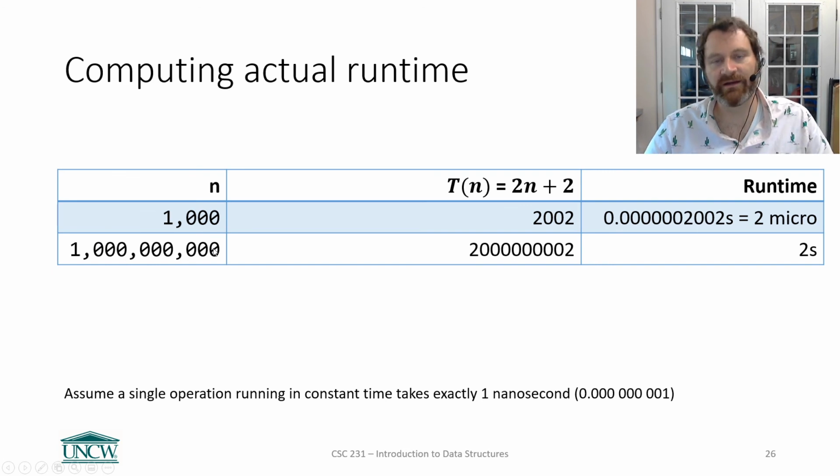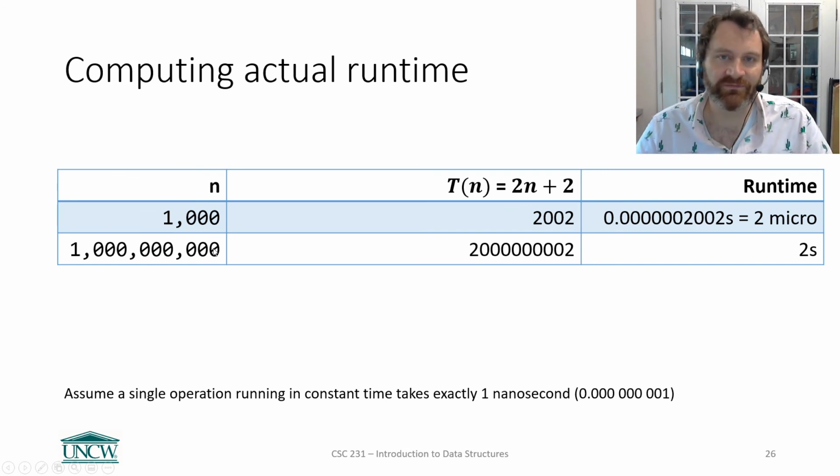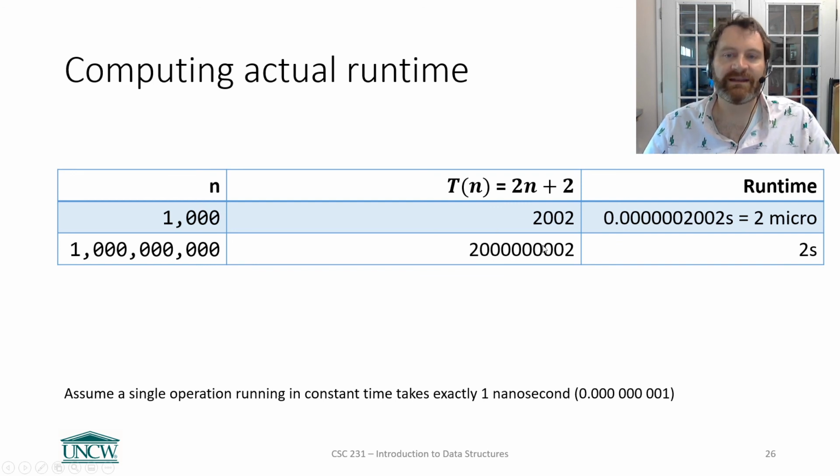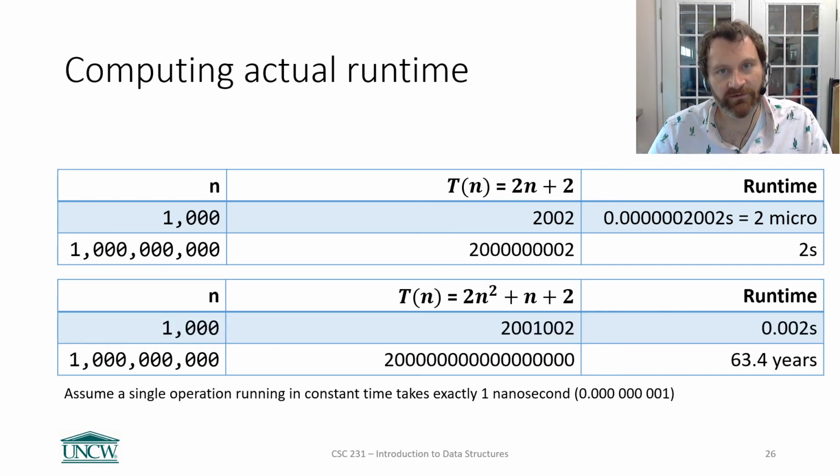How about 1 billion items? That's the names of a fifth of the world's population. Plug that into your algorithm, and that'll take 2 seconds. 2 seconds to process 1 billion records. I can live with that. That's actually pretty good. But now suppose you're dealing with your n squared algorithm.